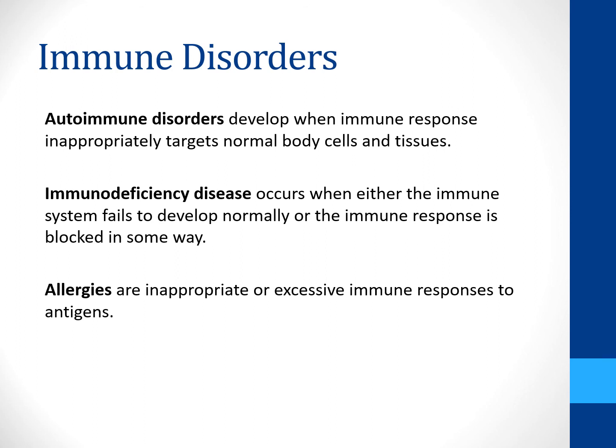Immunodeficiency diseases occur when the immune system fails to develop normally or when the immune response gets blocked in some way. So AIDS, the disease AIDS, destroys T helper cells, and without T helper cells, you can't activate B cells, and without B cells, you can't have plasma cells, and without plasma cells, you can't produce antibodies. So when you have somebody who's developed AIDS, they end up with a very, very minimal immune system because of the loss of T helper cells. Allergies are an inappropriate or excessive immune response to certain antigens. So I think we're going to talk about those in the next slide.